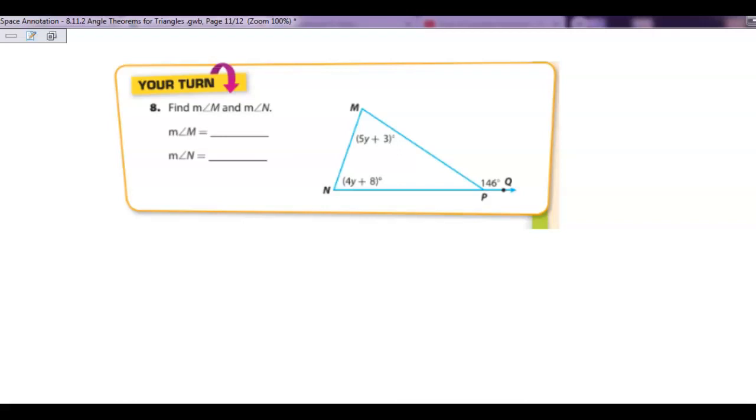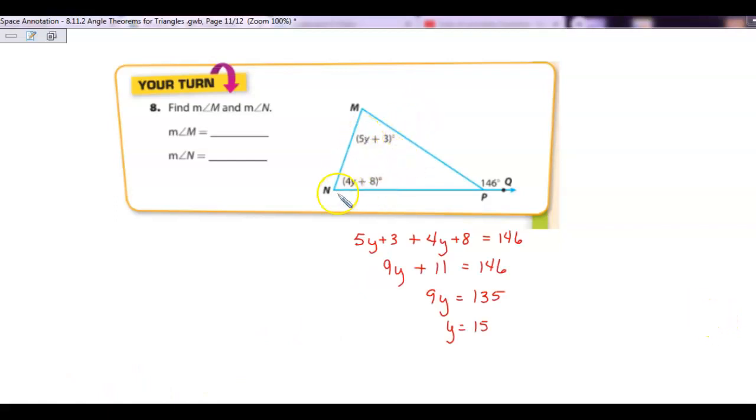All right, now we're going to try Your Turn number 8. We're going to find the measure of m and the measure of n. And we know that m is 5y plus 3 and n is 4y plus 8. And we know that our exterior angle is 146. So what I would like for you to do is to solve for y.